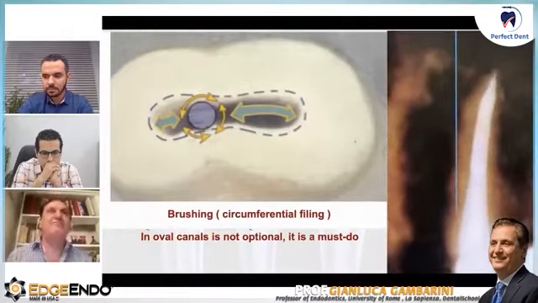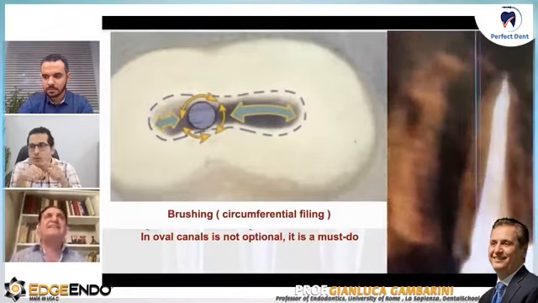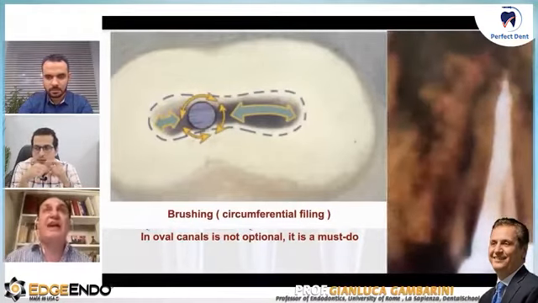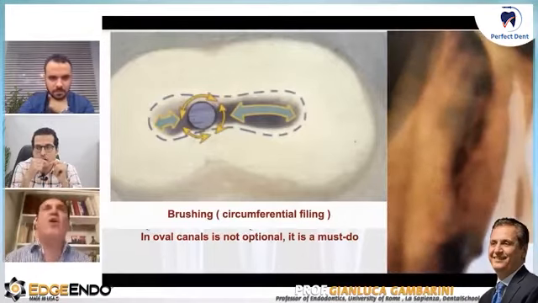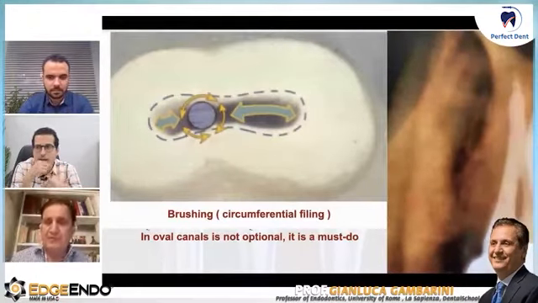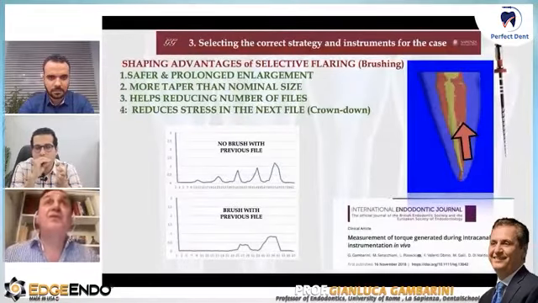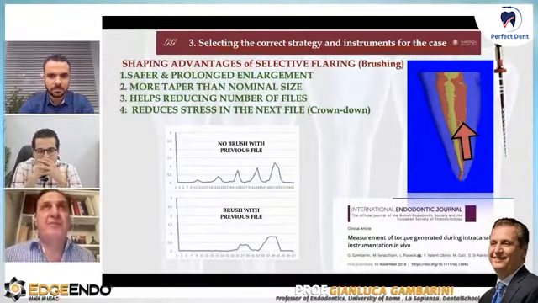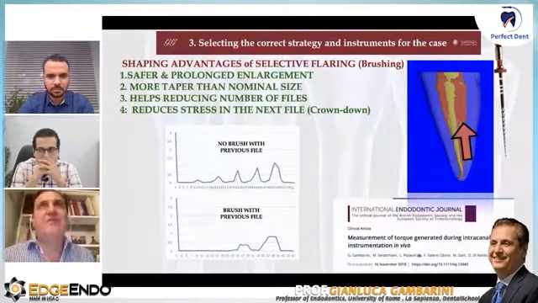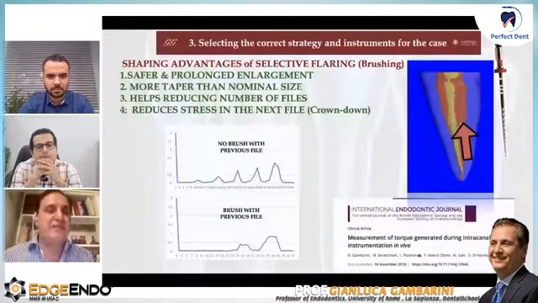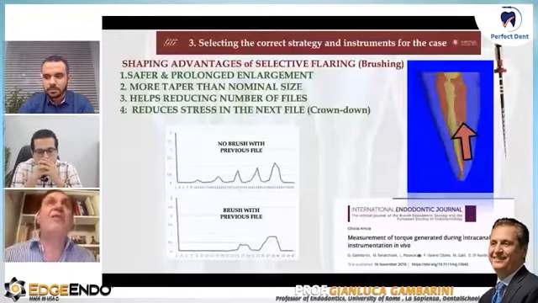So nowadays, I think that this kind of approach, working in and working out with the brushing, is not optional. It's a must-do. But very interesting, this kind of approach is very useful for shaping purposes, to reduce instrumentation stress, to reduce iatrogenic errors, and also to make our life easier, to make our preparation faster.